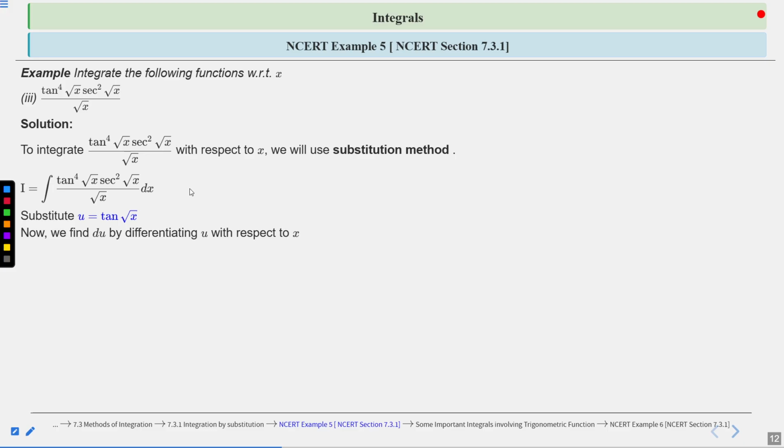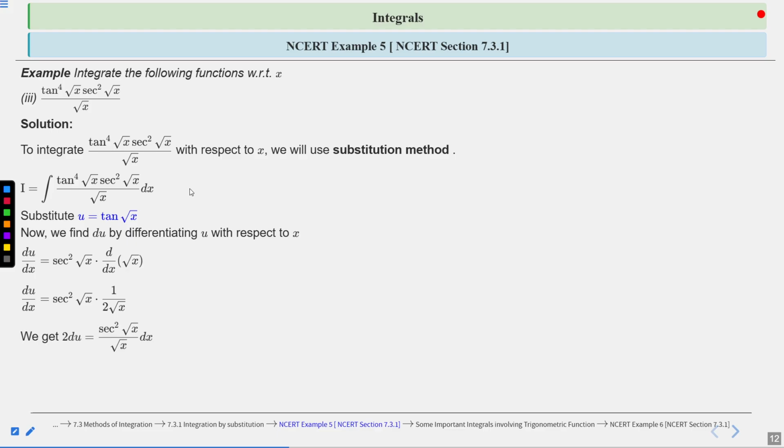Now we find du by differentiating u with respect to x. So du upon dx will be equal to sec square root x into d upon dx of root x. So du upon dx will be equal to sec square root x into 1 upon 2 root x, right? We know that the derivative of root x is basically 1 upon 2 root x.